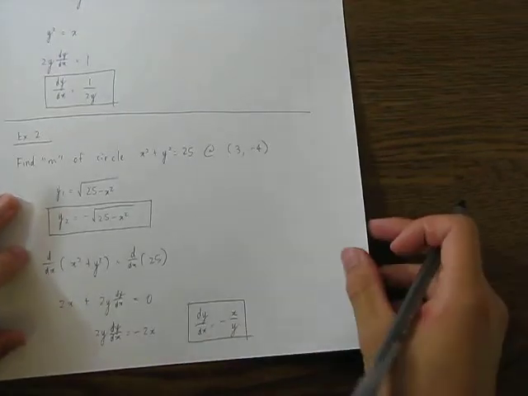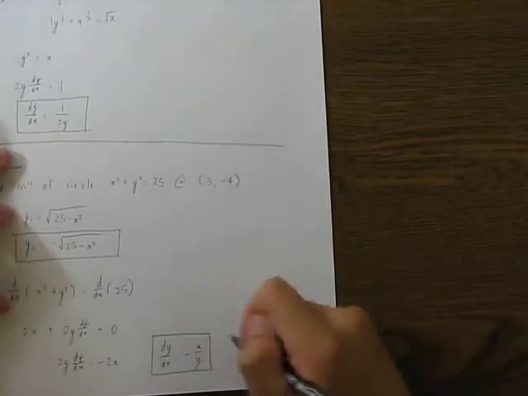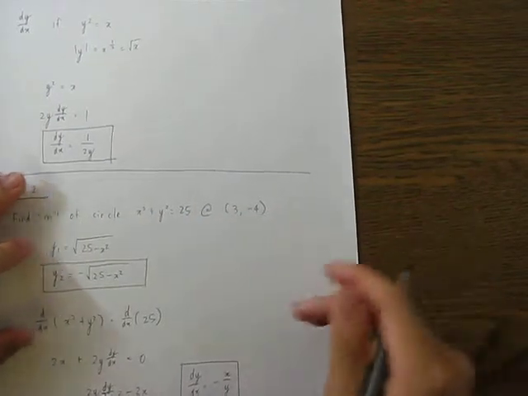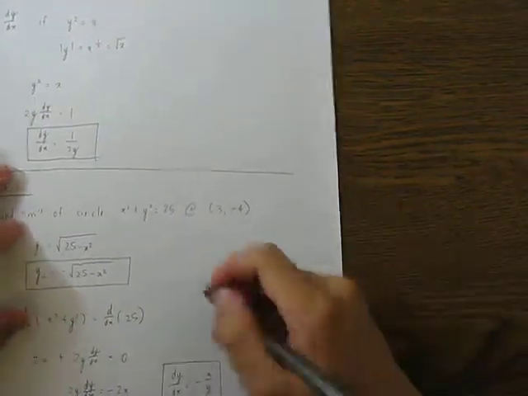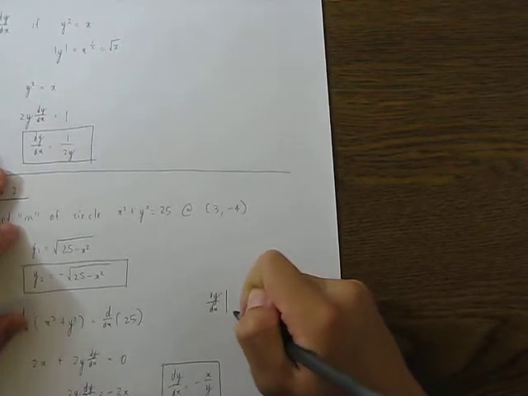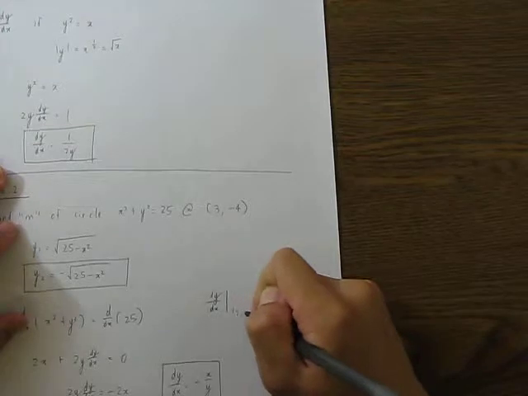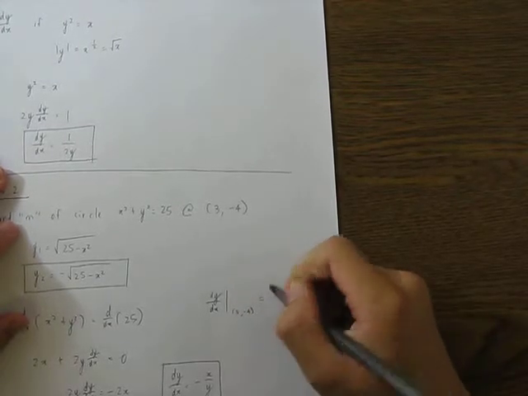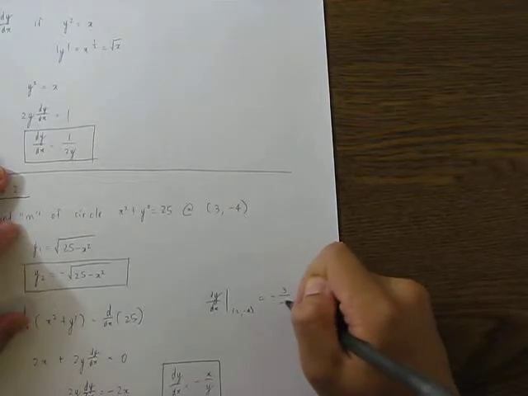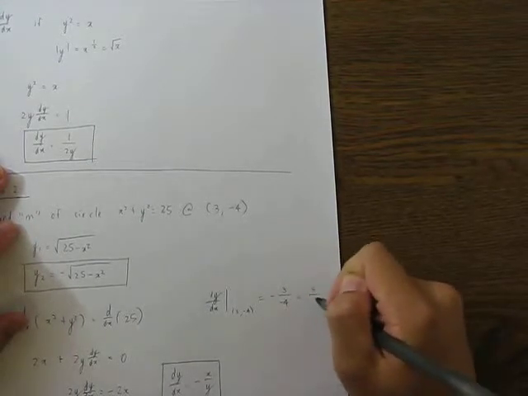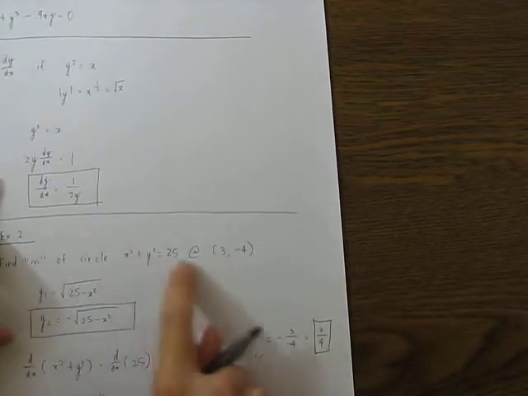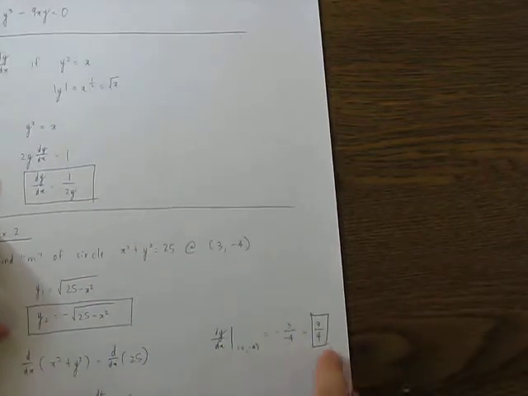And now we're being asked to find the slope at (3, -4). So what we're going to do is just evaluate dy/dx at (3, -4). You plug in, so now you have negative 3 over negative 4, and that's just equal to 3/4. So the slope of the circle at this point, (3, -4), is 3/4.